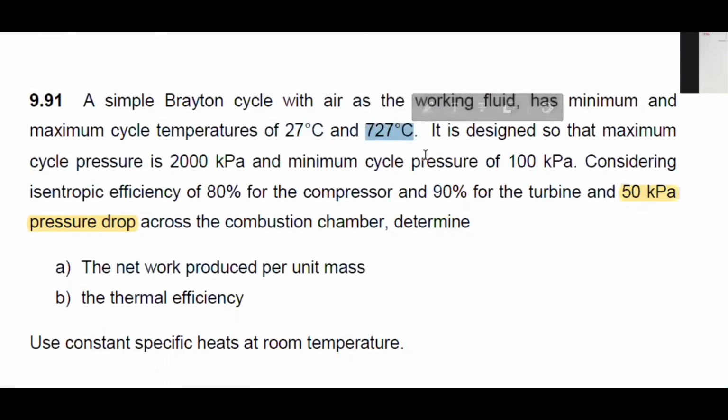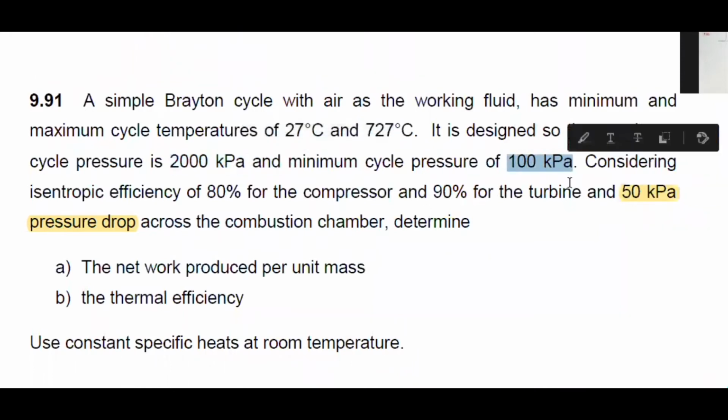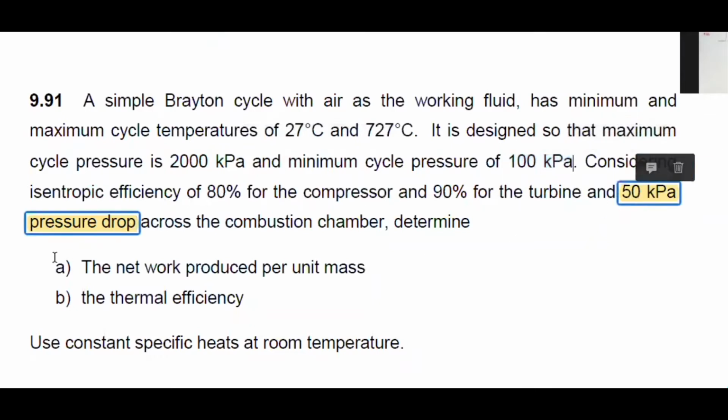The minimum and maximum cycle temperatures are 27 and 727 Celsius. It's designed so that the maximum cycle pressure is 2,000 and the minimum is 100 kilopascals. Theoretically there are only 2 pressures on the Brayton cycle, so this is going to be the maximum, P2 and P3, and this is going to be P1 and P4. Considering an isentropic efficiency of 80% for the compressor and 90% for the turbine, and a 50 kilopascal pressure drop across the combustion chamber, determine and so on.